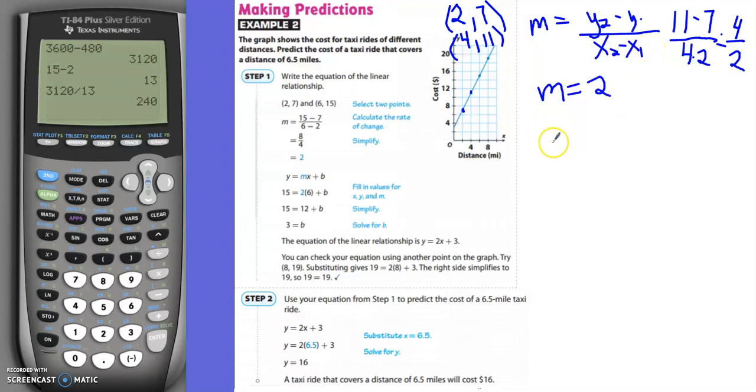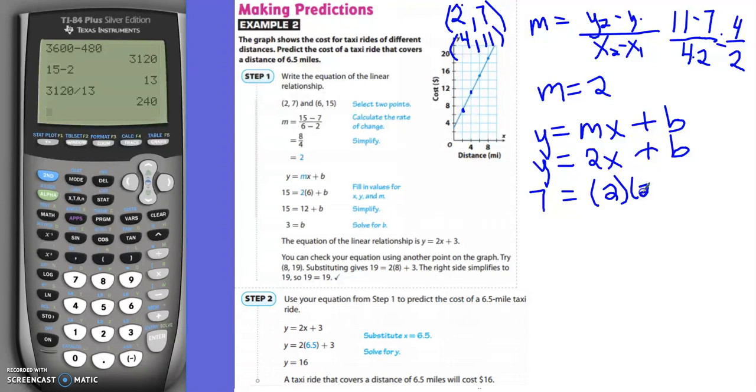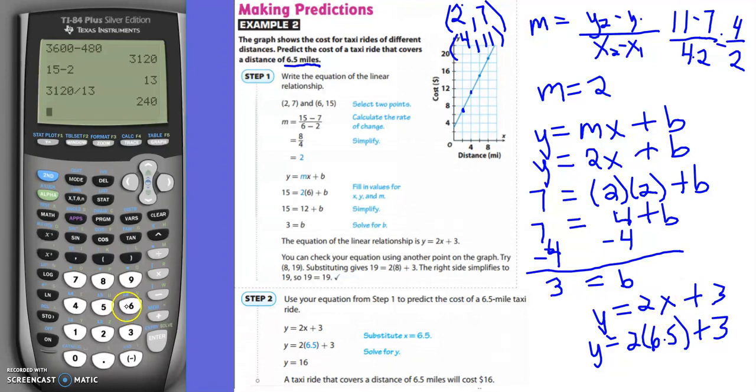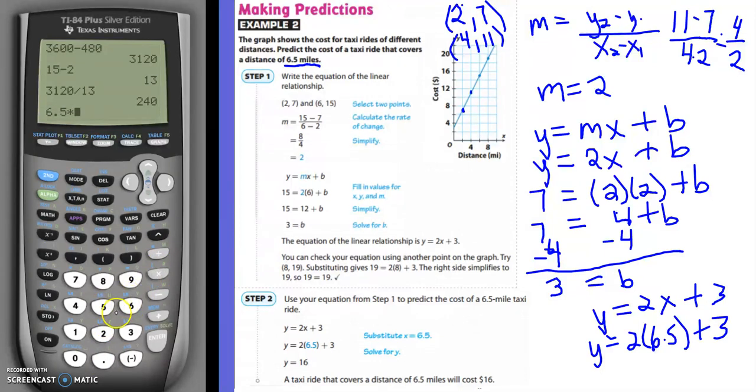Alright, now we can say y equals mx plus b. y equals 2x plus b. Substitute in for the ordered pair 2, 7. So 7 equals 2 times 2 plus b. 2 times 2 is 4. Then we're going to subtract 4 from both sides, and b equals 3. So we have the equation y equals 2x plus 3, but we want to predict for 6.5 miles. So we're going to say y equals 2 times 6.5 plus 3. So 6.5 times 2 plus 3 is 16.